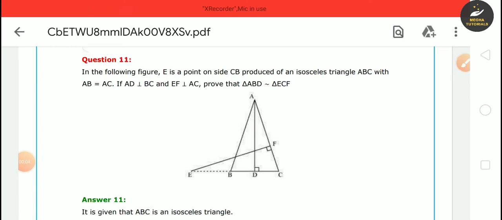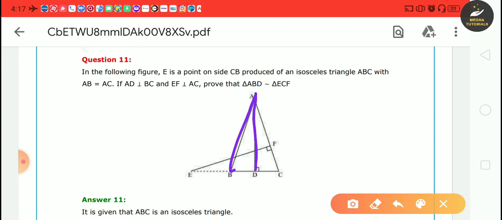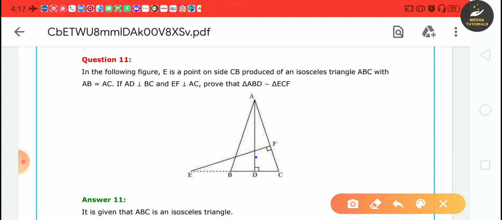Question 11. In the following figure, E is a point on side CB produced of an isosceles triangle ABC with AB is equal to AC. If AD is perpendicular to BC and EF is perpendicular to AC, then prove that triangle ABD is similar with triangle ECF. So ABD means this triangle and ECF means this triangle. Now please see in the figure, this angle and this angle are 90 degree.